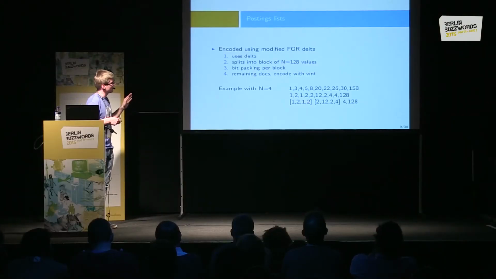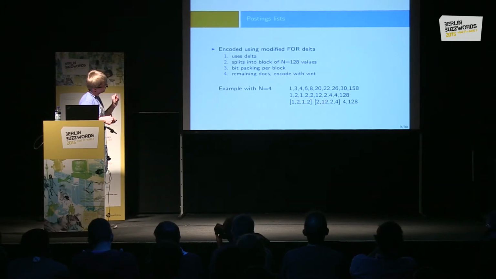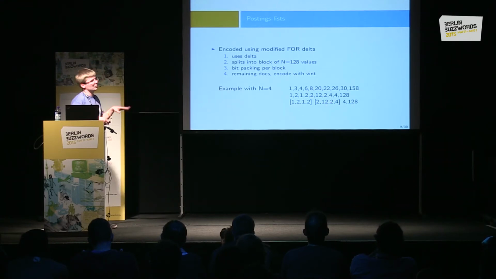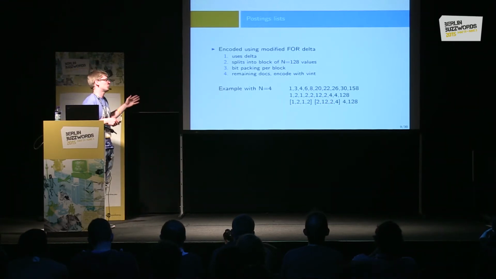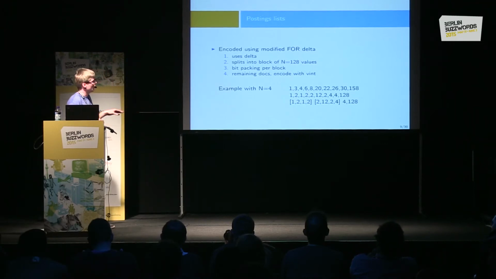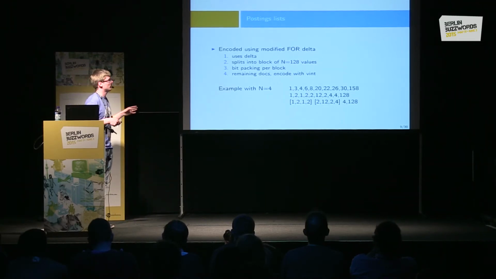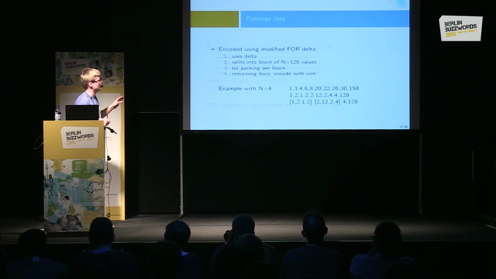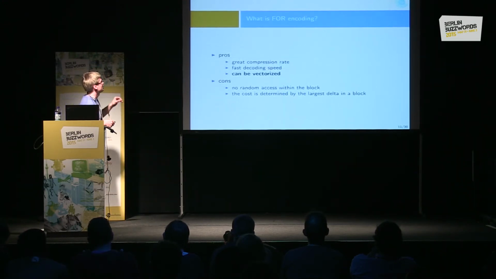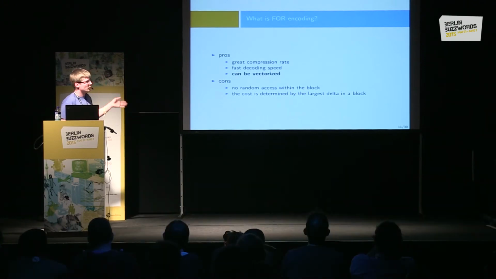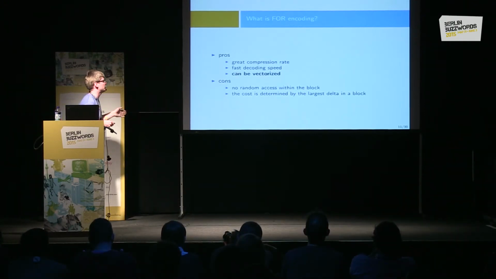In our case, we spent 1 byte for this block, 3 bytes for this block, and variable bytes. So it takes about 10 bytes in this example, more than 4 times. We compress the posting list 4 times. So we have quite a good compression rate.